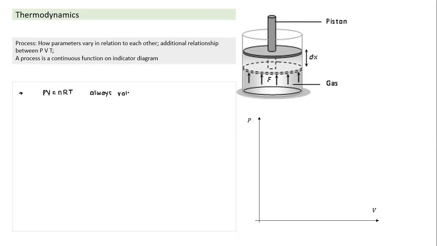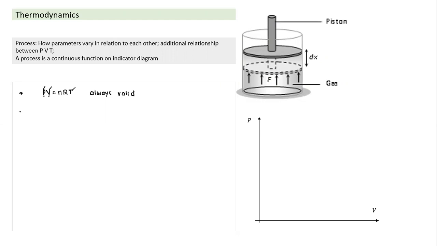But from this equation, does it give a unique value of volume at a particular pressure? No, it doesn't have a unique value. Depending on different values of temperature, for the same pressure, you can have multiple values of volume. Here we deal with three parameters: pressure, volume, and temperature. Three parameters, and one equation doesn't give a unique relationship.